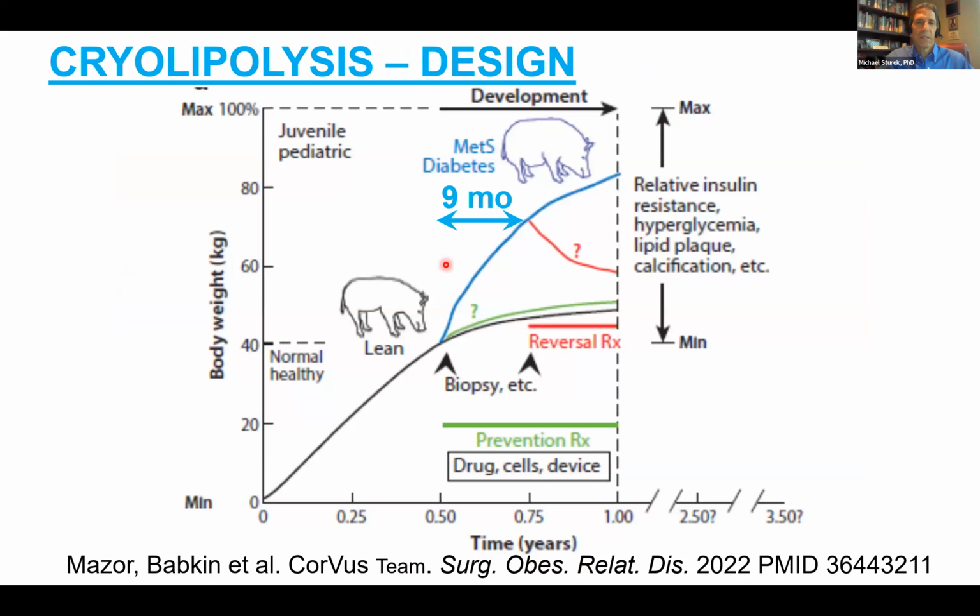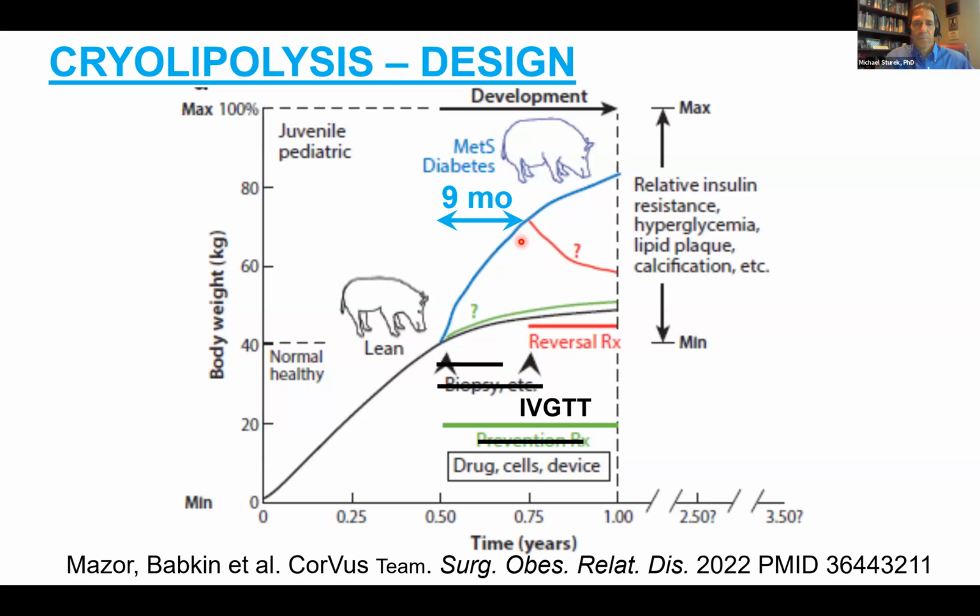And in this case, what we did at CorVus was for 9 months, we fed them an atherogenic diet, so they would get severe metabolic syndrome and look like that pig on the previous slide. We did not do biopsies and so forth, but we did do one intravenous glucose tolerance test right here at the end of the 9-month pre-treatment period.